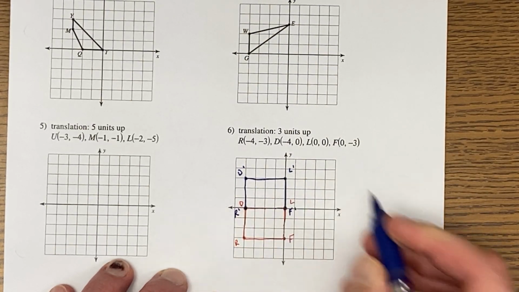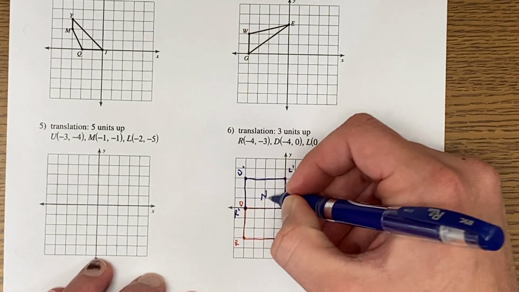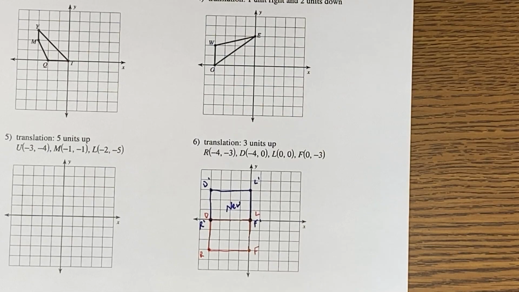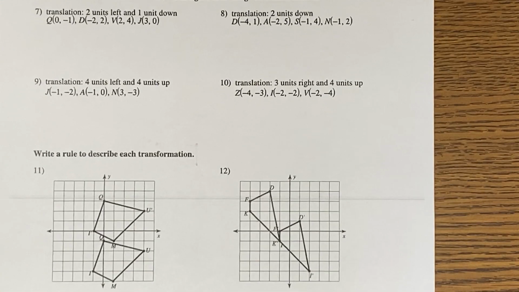And we have our new shape. So this is our new shape, and that was our old shape. Okay? All right, so now let's flip it over and look at a couple other examples.